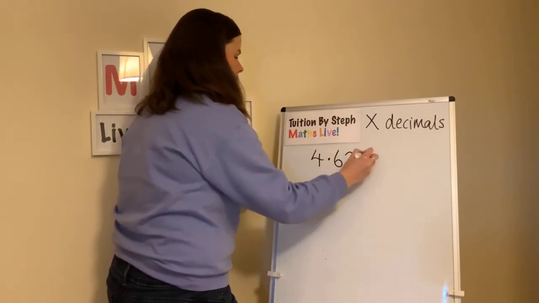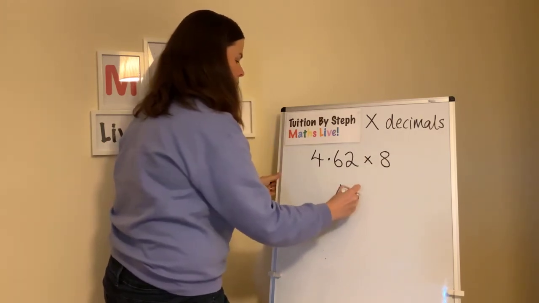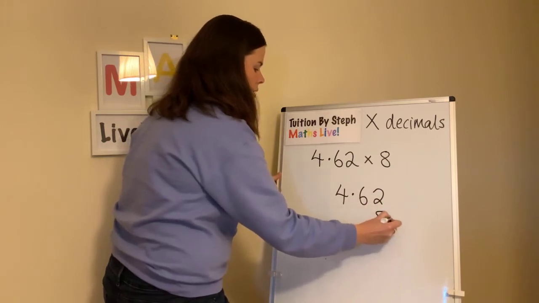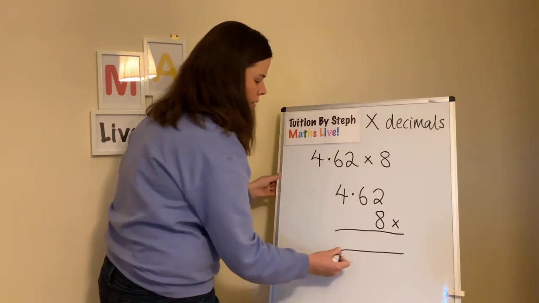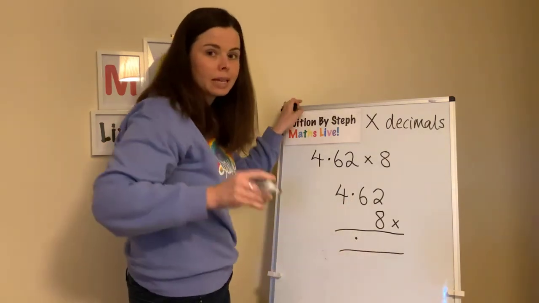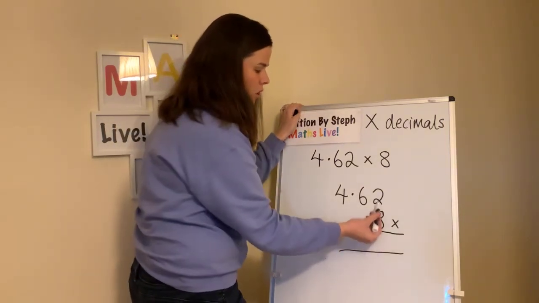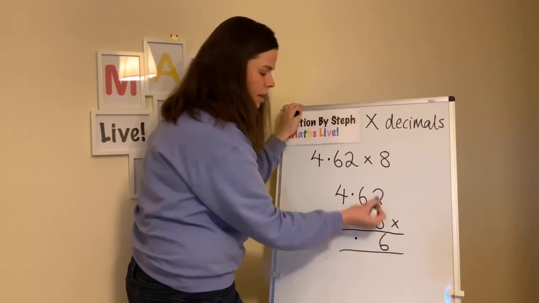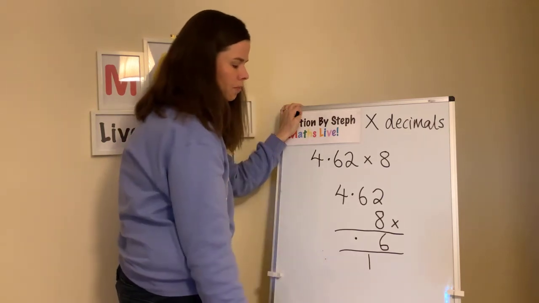4.62 times by 8. Okay, so 4.62. Put my 8 underneath. We'll multiply. I'm going to make sure my decimal point's in there to keep the place values where they need to be. Right, 2 times 8 is 16. So our 6 stays in the same column and the 1 regroups across.